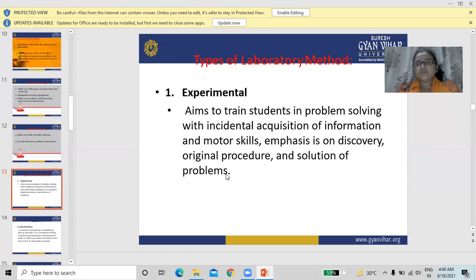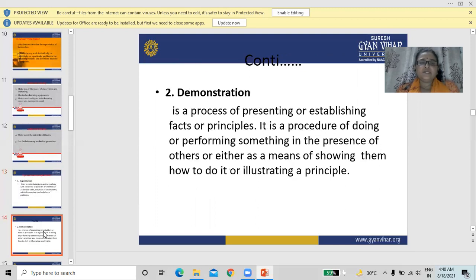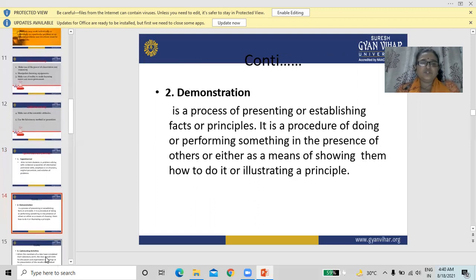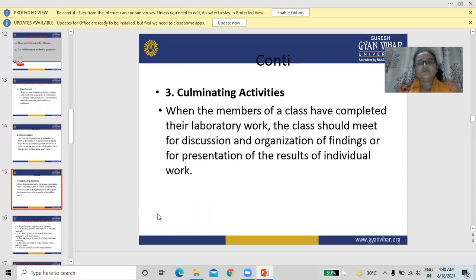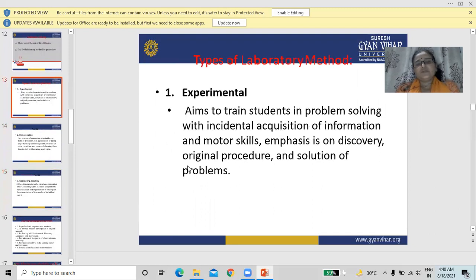Now we will discuss types of laboratory method. Generally, the laboratory method can be divided in three types. First is experiment, second is demonstration, and third is cumulative activity. First, I will discuss the experimental type of laboratory method.